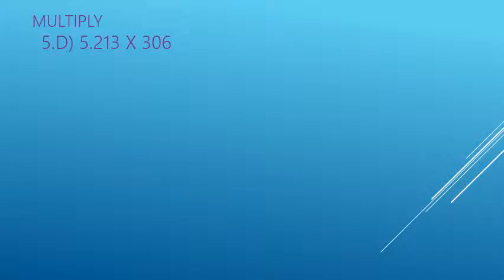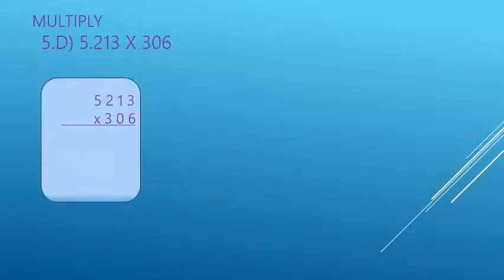Now children, let's come to the next question of exercise 10B, which is D part of question number 5. So here we have to multiply 5.213 by 306. Now 5.213 is a decimal fraction and 306 is a whole number. So we multiply both of them as whole numbers. Therefore 5213 multiplied by 306. So first of all we will multiply 5213 by 6. We get 31278. In the next step we multiply 5213 by 0 and we get 0000.